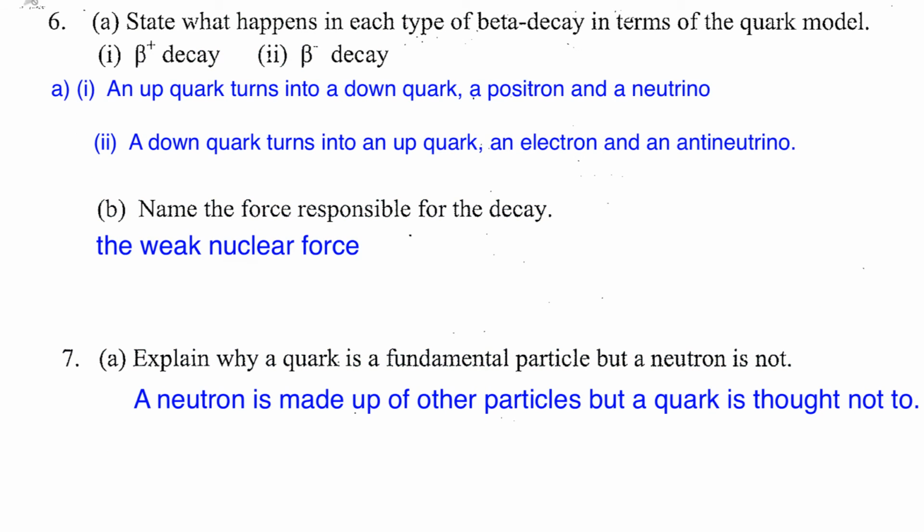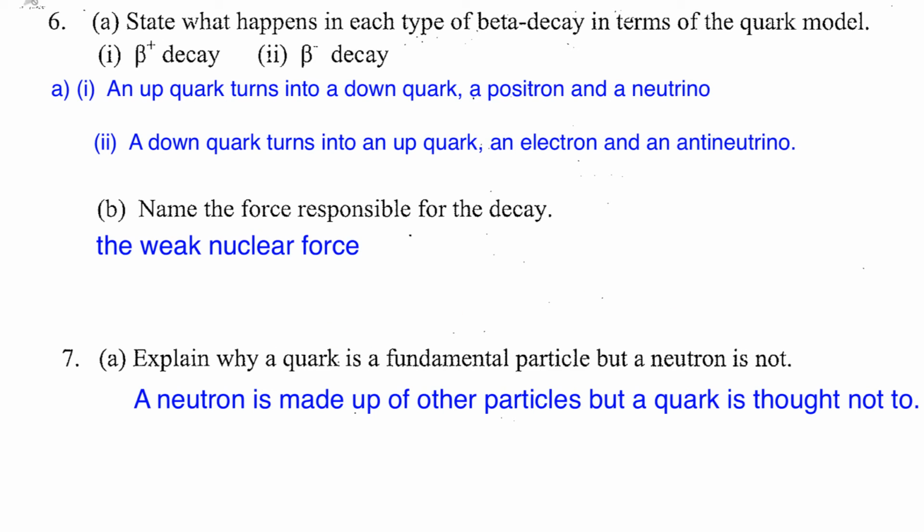State what happens in each type of beta decay in terms of the quark model. So in a positron decay, you need to tell them an up quark turns into a down quark, a positron and a neutrino. For beta minus, a down quark becomes an up quark, an electron and an electron antineutrino. So name the force responsible for the decay. Don't forget it's a weak nuclear force.